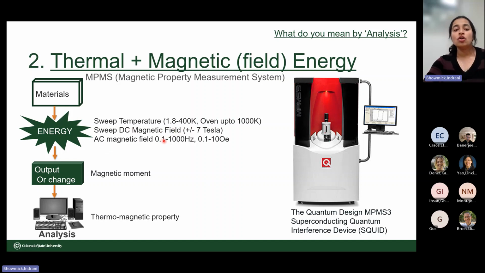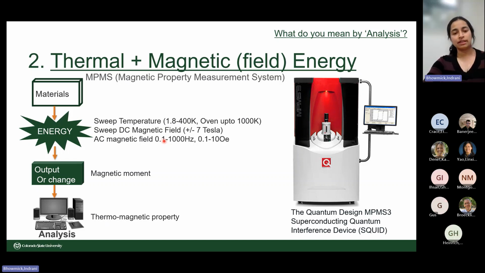Or AC magnetic field. DC magnetic field means you have a constant field going on and you are measuring your sample in that magnetic field, which you can choose from any low to any high field. It's very sensitive. With AC magnetic fields, you are oscillating, so you're magnetizing and demagnetizing at the same time, seeing the property of your sample or material. The only output after sweeping temperature and field is the magnetic moment, and it's mostly used for thermomagnetic properties of a lot of types of samples.